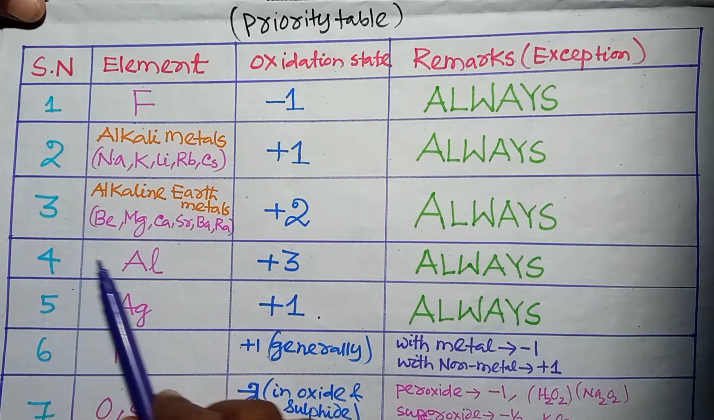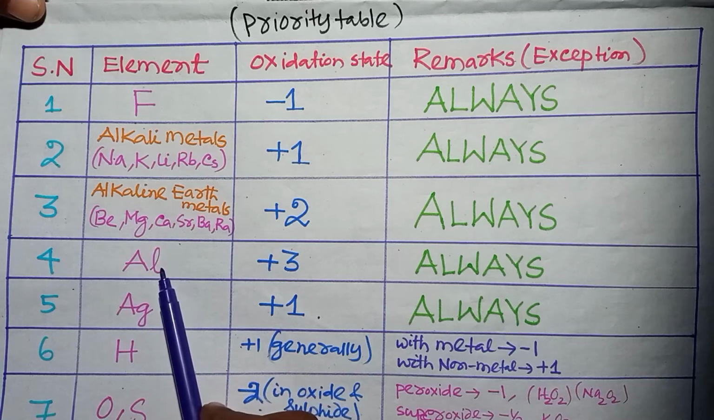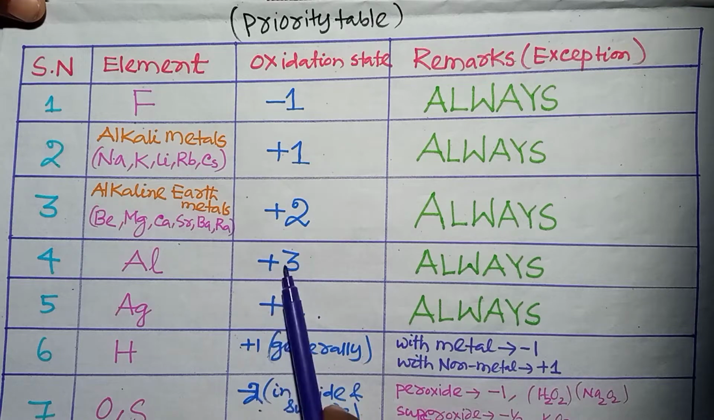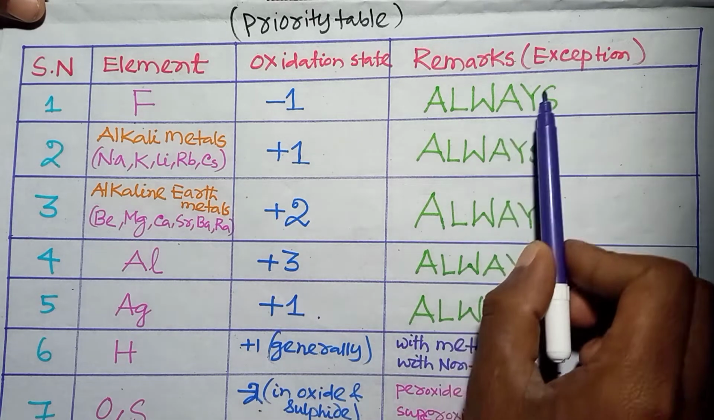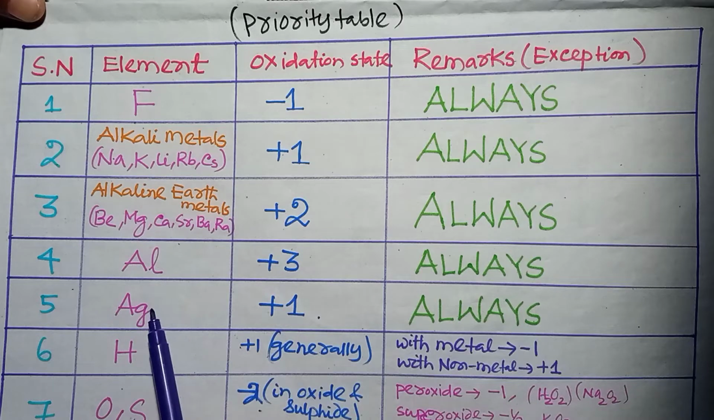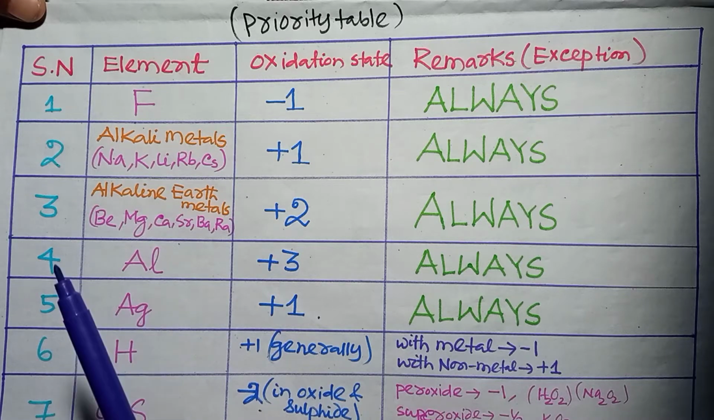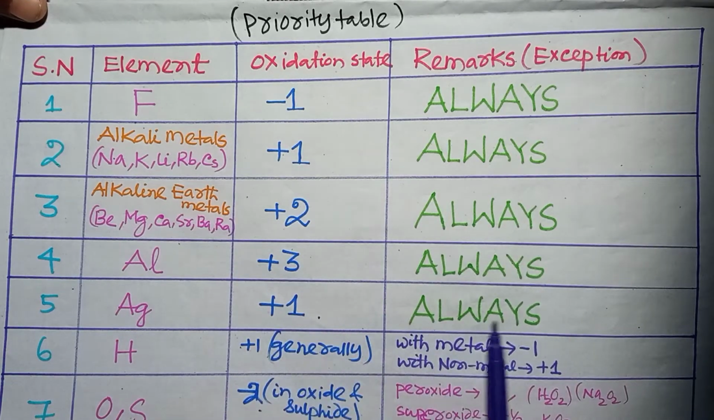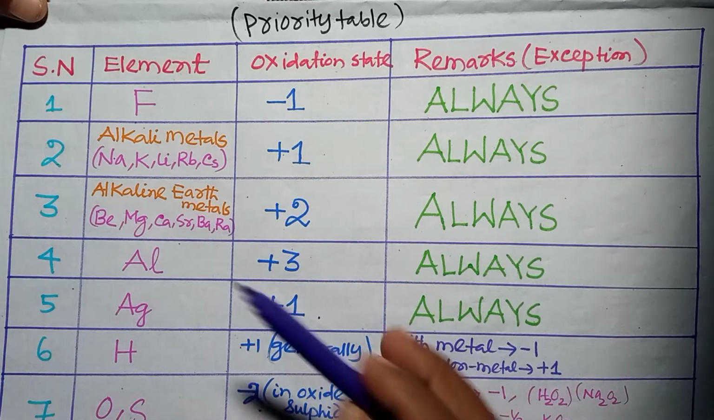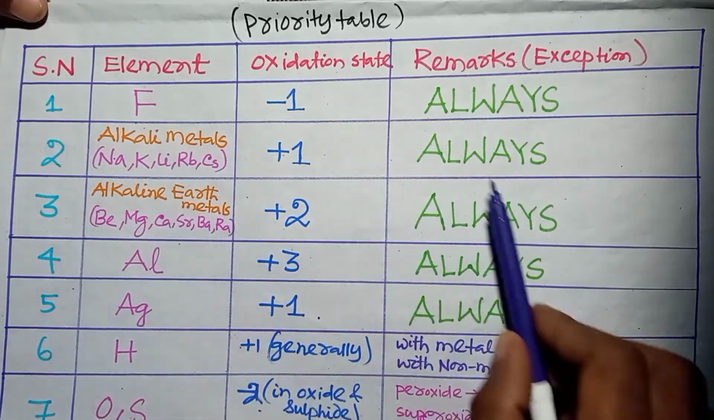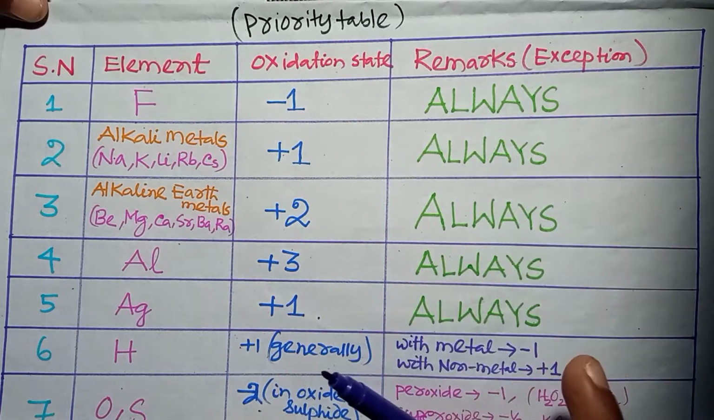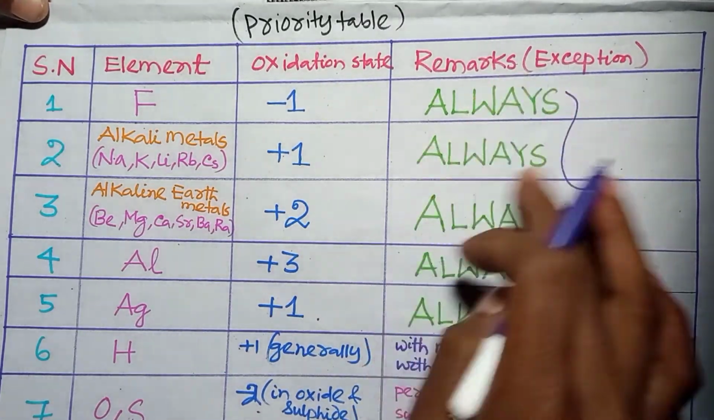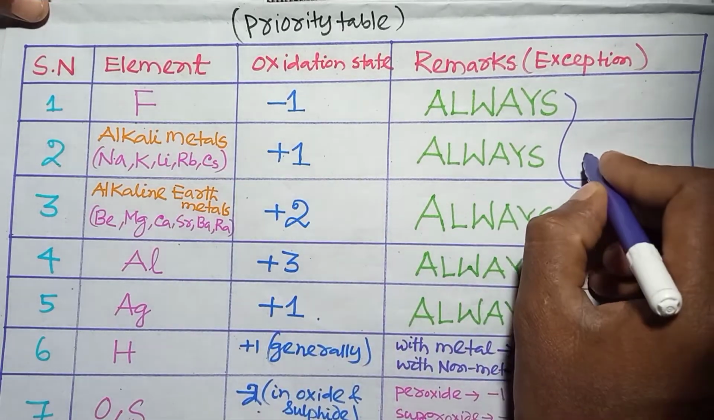Now serial number 5 is the element aluminium, and aluminium also has the oxidation state of +3, and it is also always. Then comes the element silver, whose oxidation state is +1, and it is also always. So these are the elements that have a fixed oxidation state, with no exception.